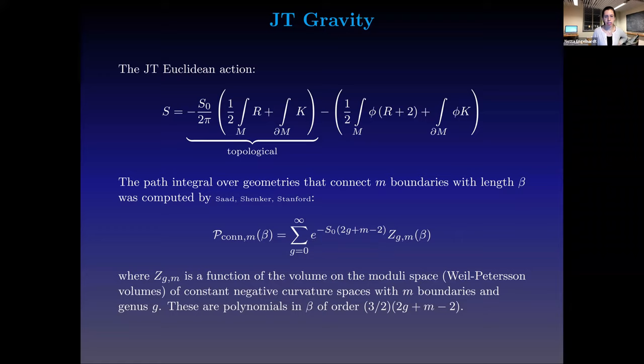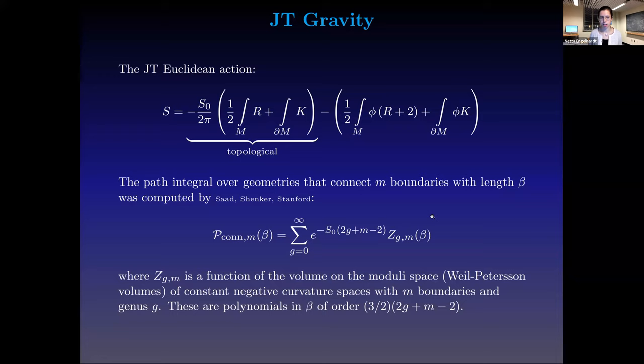So let's take a look at the calculation in a bit more detail. We work with JT gravity, and here's the Euclidean action for JT gravity. We are doing this path integral over geometries that connect M boundaries, all of which have length beta. This was done by Saad, Shenker, and Stanford.